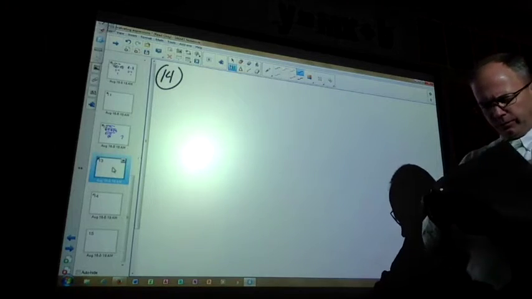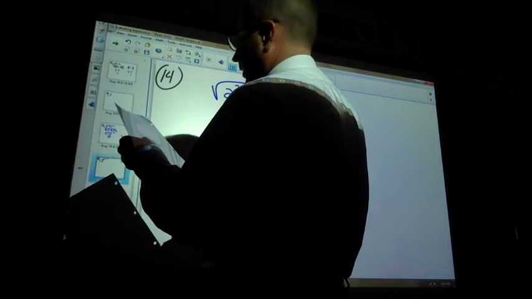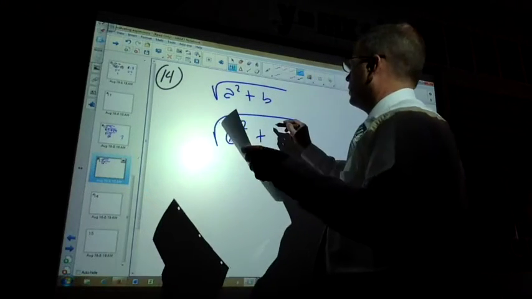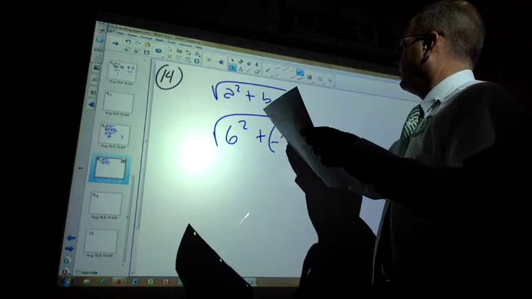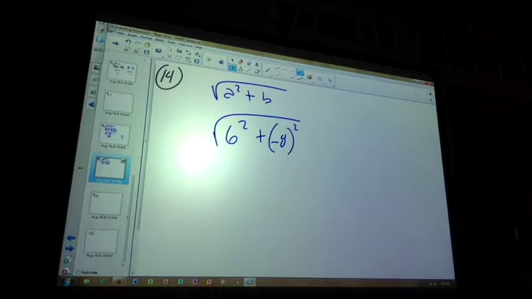14. A squared plus b squared. They tell us that a is 6 squared and b squared is negative 8 squared. Why am I putting the negative 8 in parentheses? I'm squaring the negative as well.